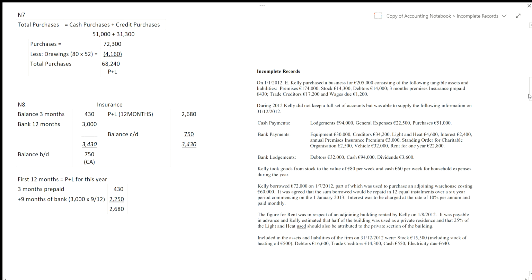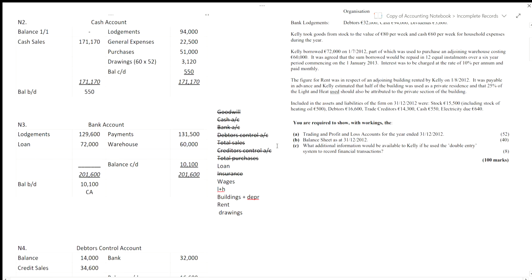That's the next couple of notes done. As I would have set up here, we have a few more left to go, and we'll have all the figures then in place, and just like normal, trading profit and loss and balance sheet.